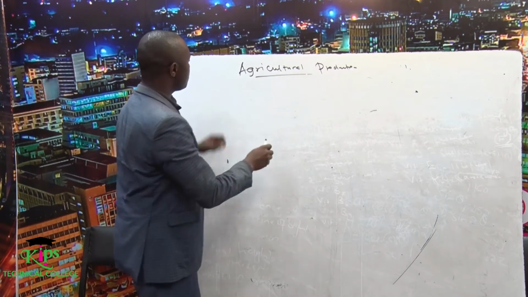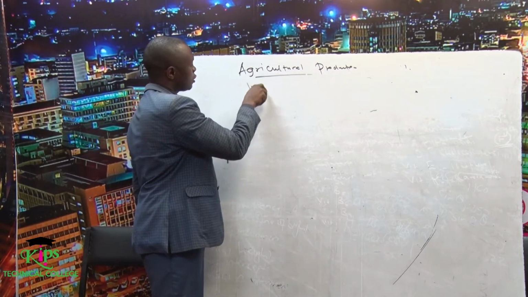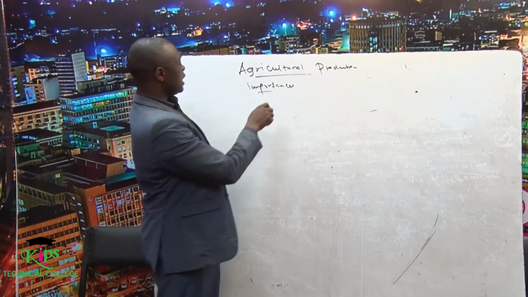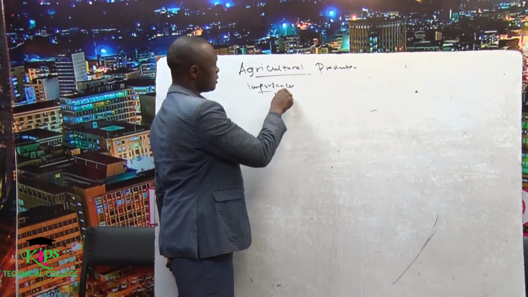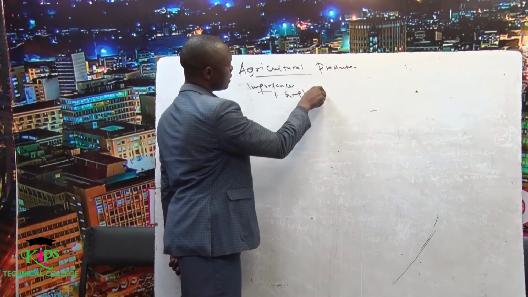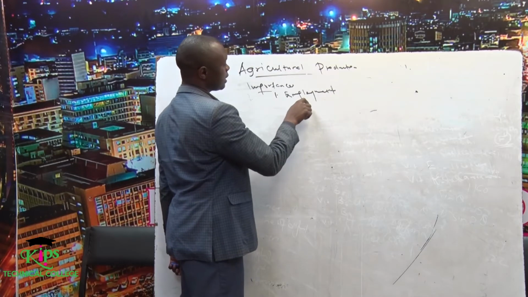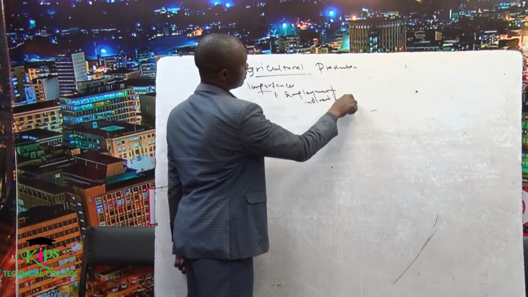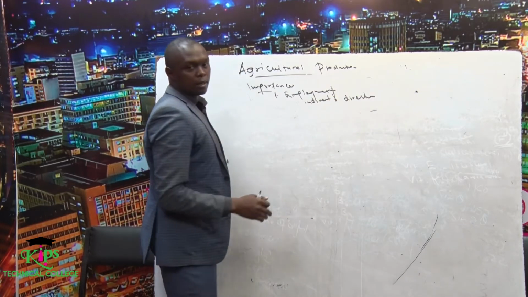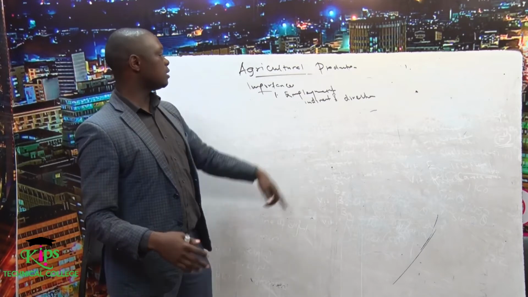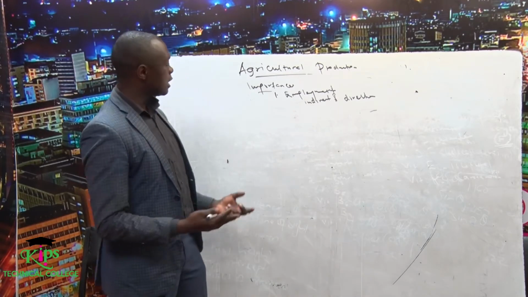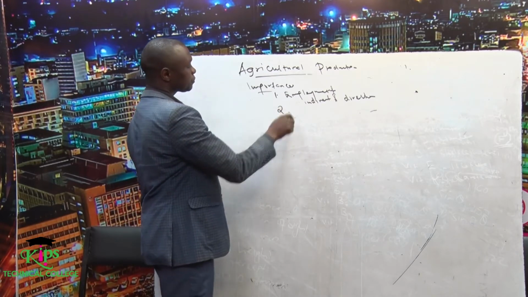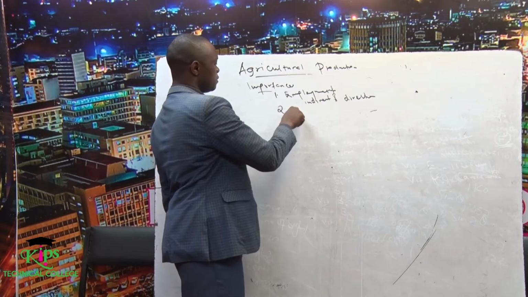Before that, let us mention the importance of agricultural production. Now, we have said it is a very good source of employment. Employment in the agriculture field can either be direct or indirect. That is planting your own crops and then selling and getting the money, or you can employ other people to work on the field as you remunerate them. Another one is a source of revenue for the government.